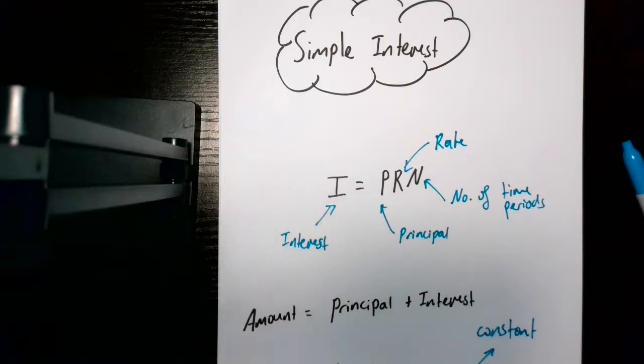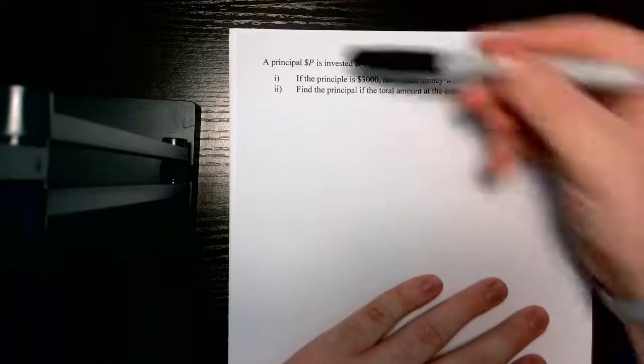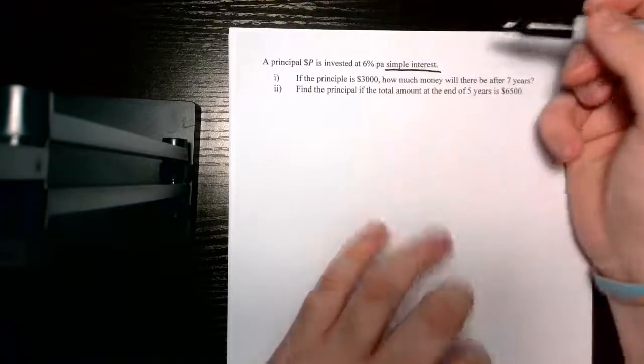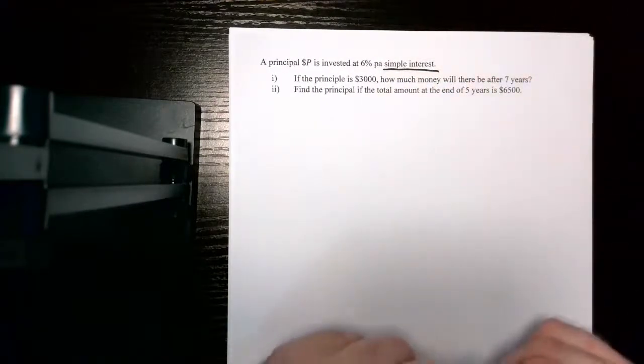I reckon we just dive into a question to get us started off. So let's look at this question here. It's got two parts to it, both assessing different skills, but using the same simple interest formula. It says a principal P is invested at 6% per annum simple interest. Now, the key thing here is that it does say simple interest. We're not using compound interest here. We will get to that.